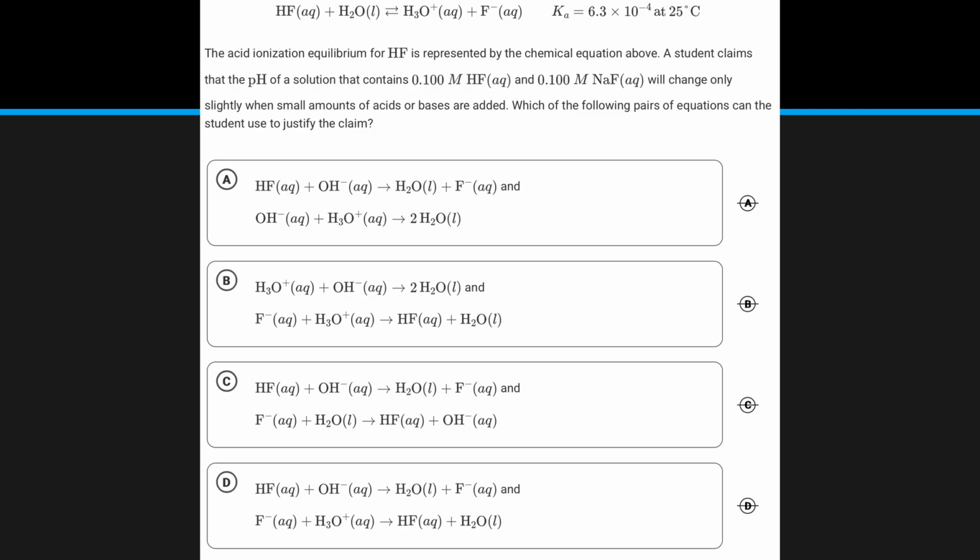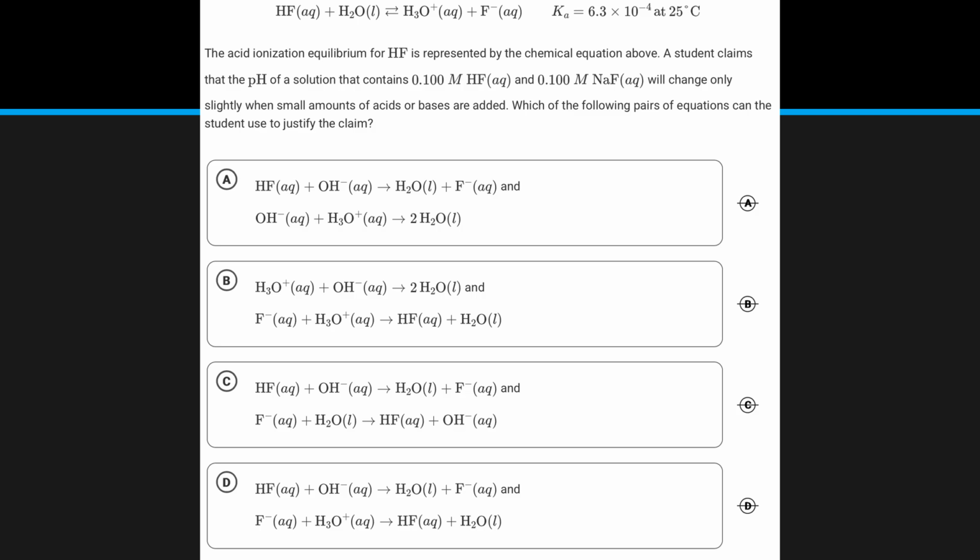The acid ionization equilibrium, or Ka, for HF is represented by the chemical equation above. A student claims that the pH of a solution that contains 0.1 molar hydrofluoric acid and 0.1 molar sodium fluoride will change only slightly when small amounts of acid or base are added. Which of the following pairs of equations can the student use to justify the claim? So we are looking for a reaction that shows the buffer neutralizing acid and another equation that shows the buffer neutralizing a base.